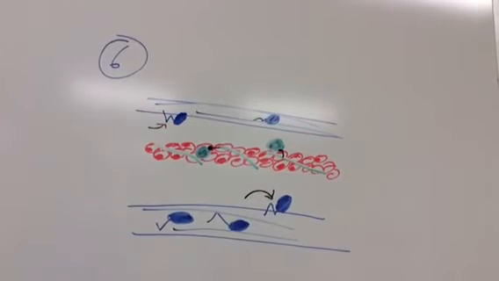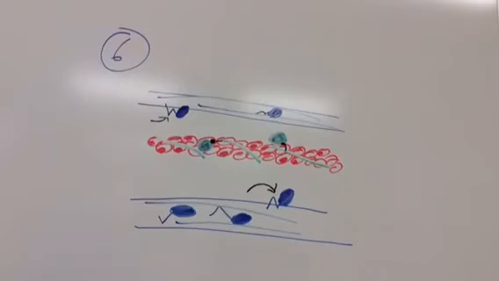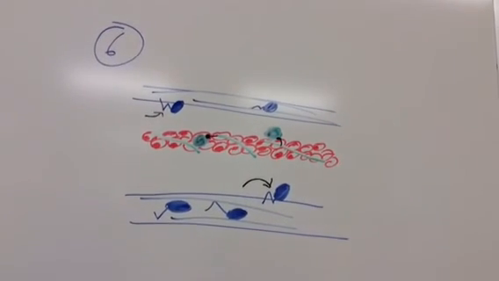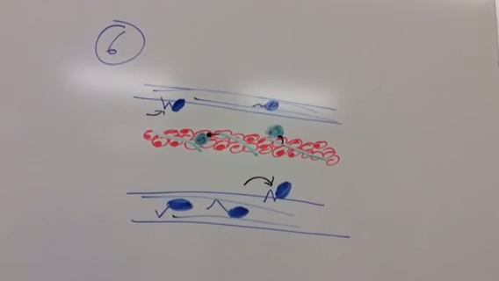Now cross-bridge detachment occurs. ATP binds the myosin head, and this causes the bond between the myosin head and the actin to break. Myosin reactivation then occurs when the free myosin head splits ATP into ADP and phosphate.